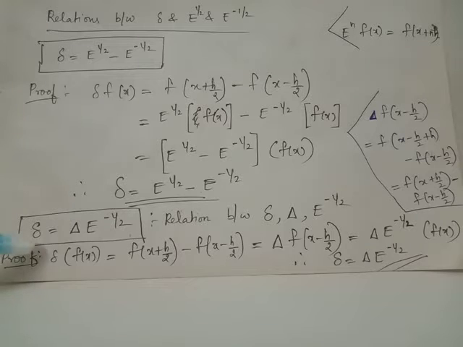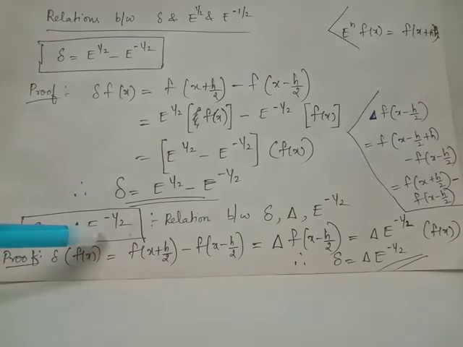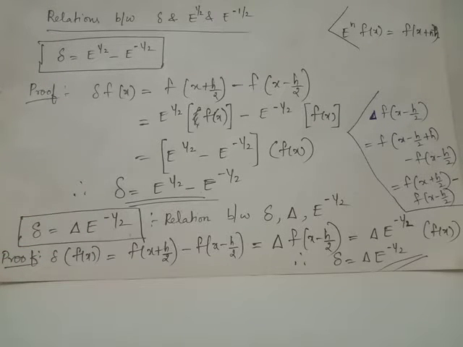Relationship between the central difference operator delta, the forward difference operator capital delta, and the inverse shift operator E raised to negative 1 by 2. The relation is: central difference operator equals forward difference operator multiplied by the inverse shift operator E raised to negative 1 by 2. Let's look at the proof.